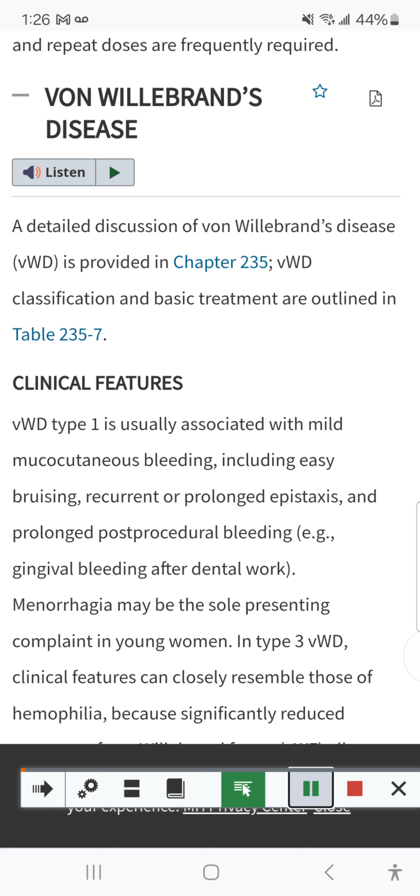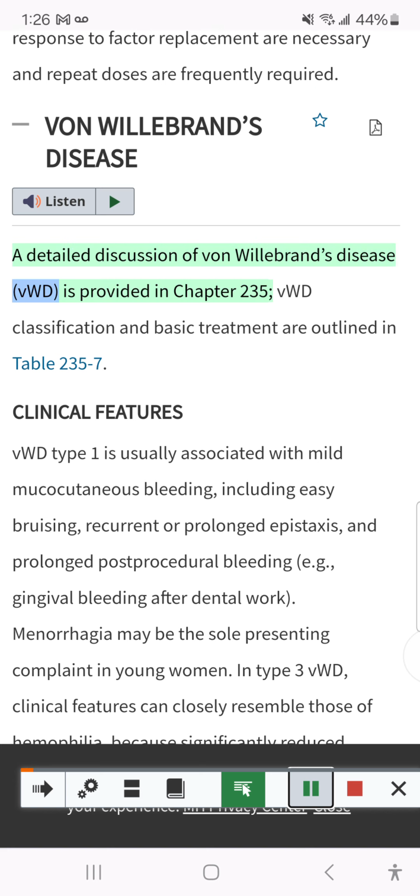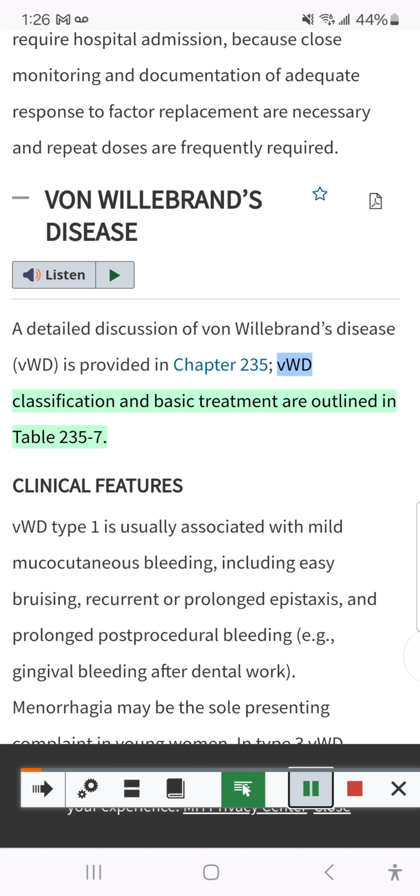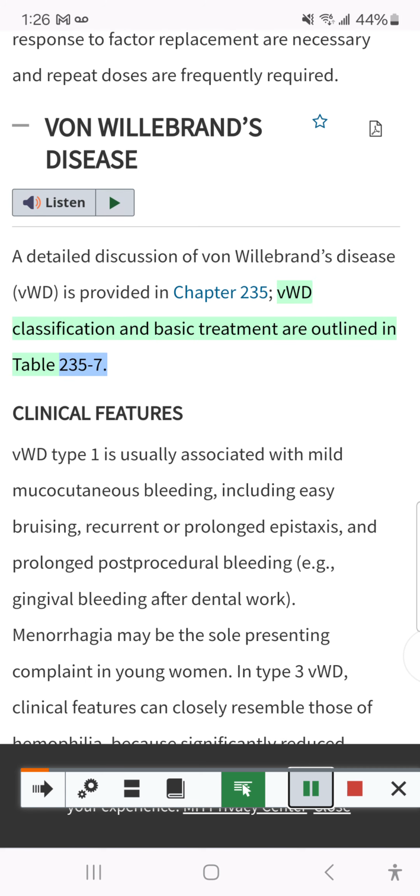Von Willebrand's disease. A detailed discussion of von Willebrand's disease, VWD, is provided in Chapter 235. VWD classification and basic treatment are outlined in Table 235-7.